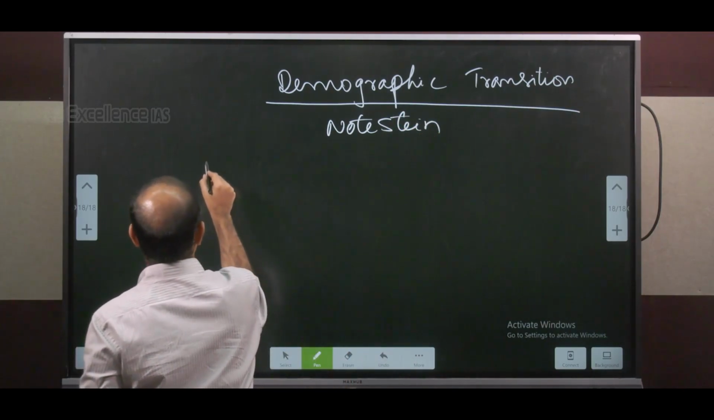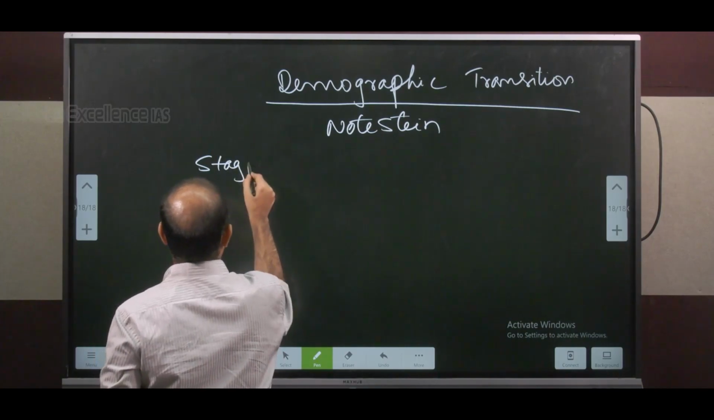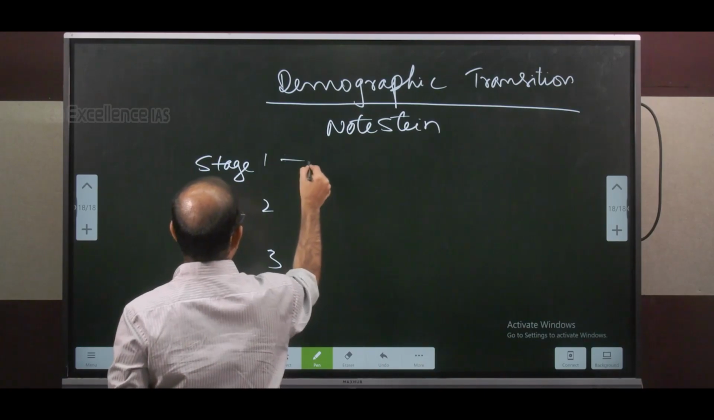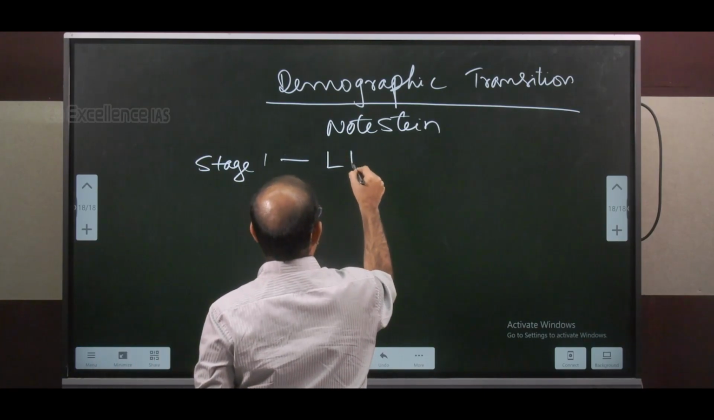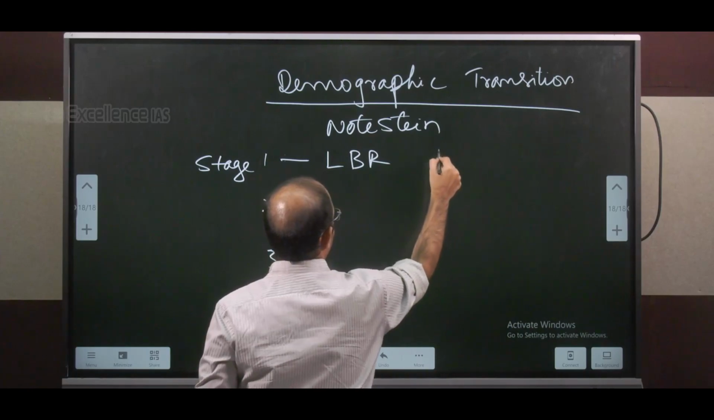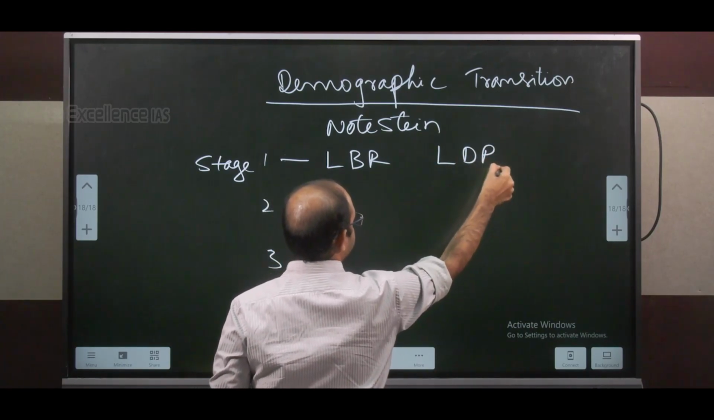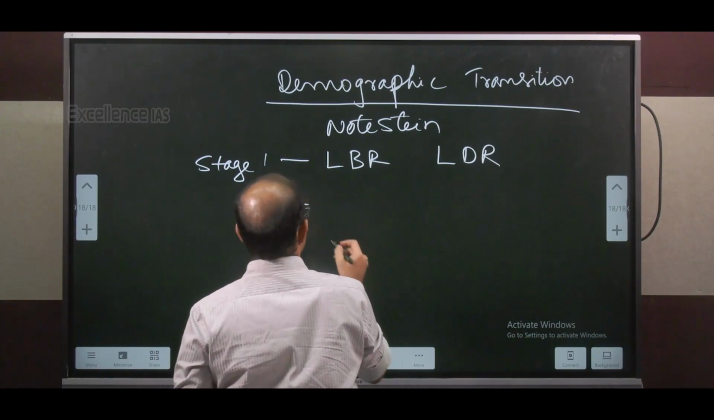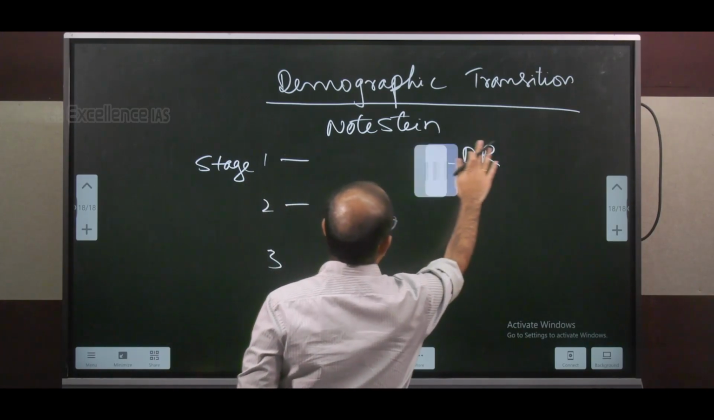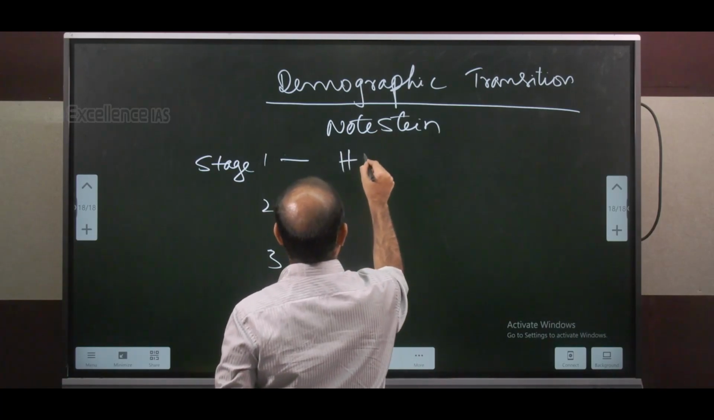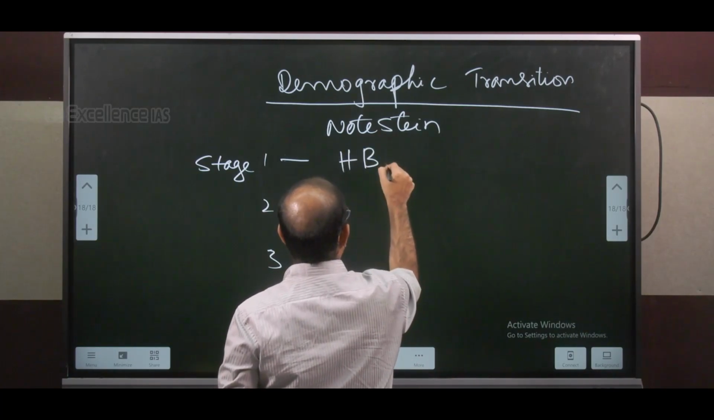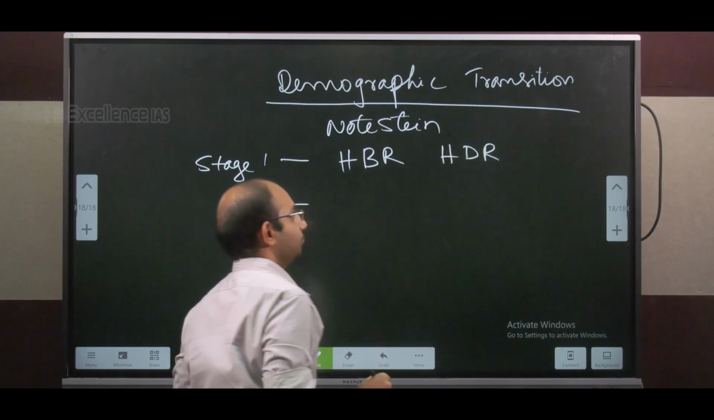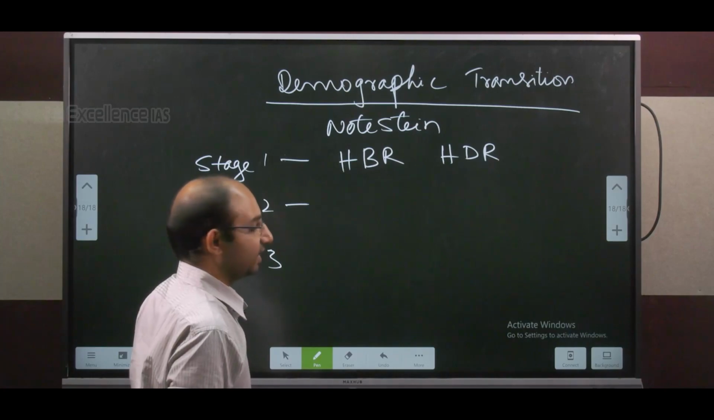So what do these theories propose? They propose that there are three stages in which the population grows. In stage 1, you have high birth rate and you also have high death rate. So both death rate and birth rate are high in stage 1.